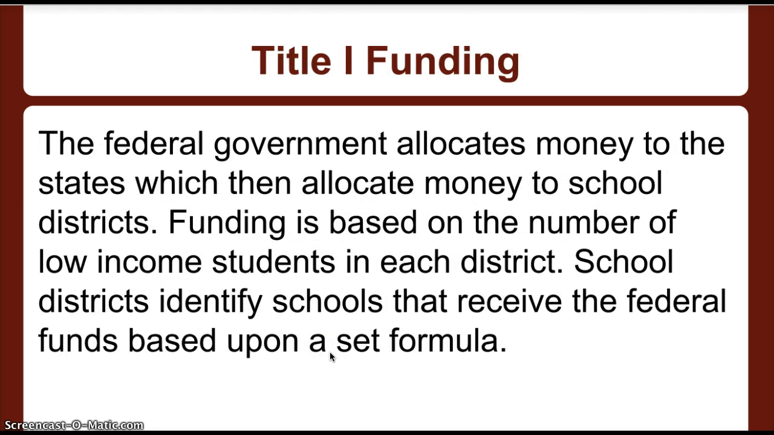The way Title I works is that the federal government allocates money to the states, which then allocate money to the school districts. Funding is based on the number of low-income students in each district. School districts then identify schools that receive federal funds based upon a set formula.